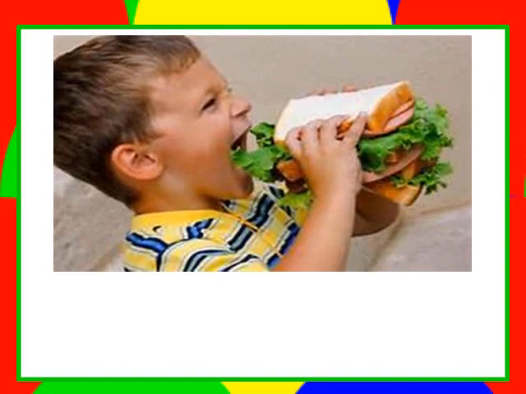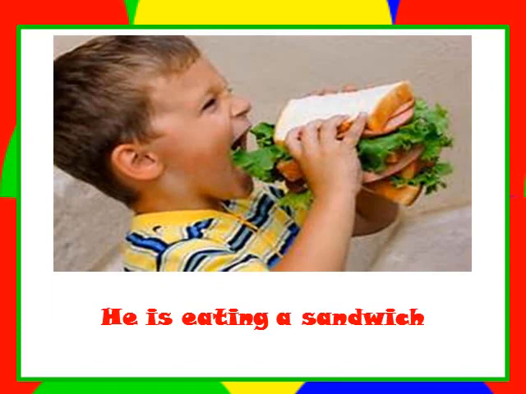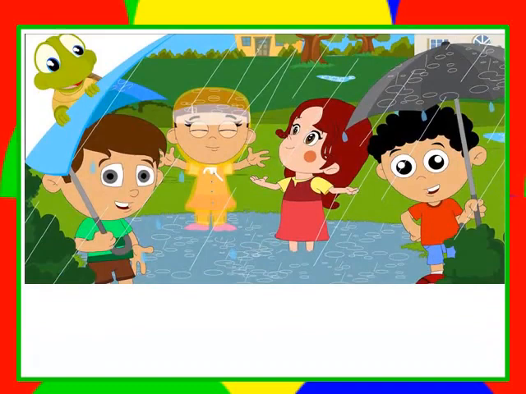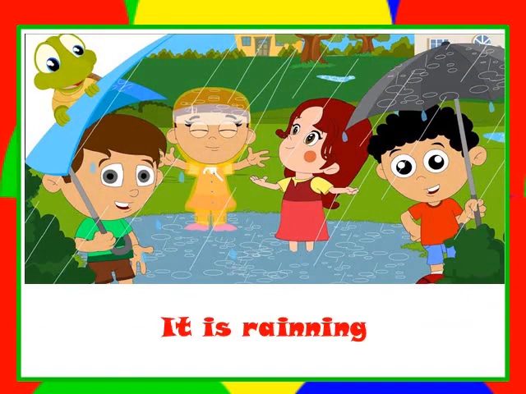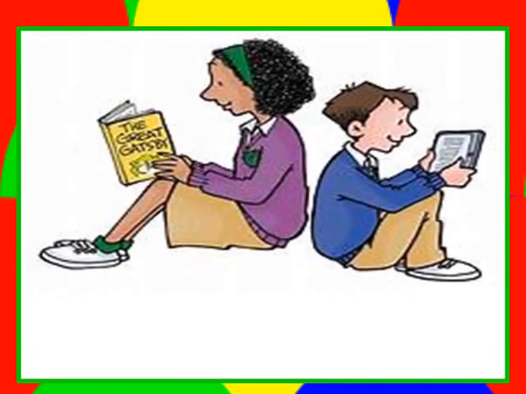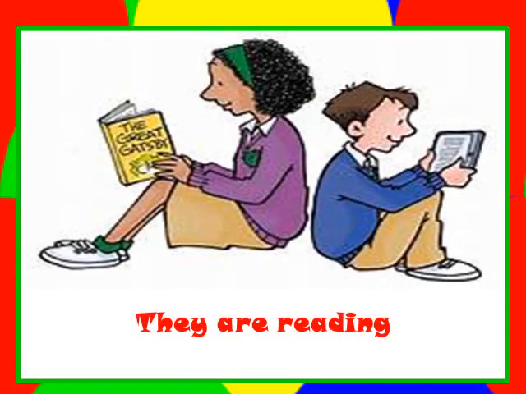For the second picture, we have also a boy who is eating. So he is eating, for example, a sandwich. So the action is still continuous. What is happening at this moment or now? It is raining. So we have here a boy and a girl. They are reading. So they are reading.